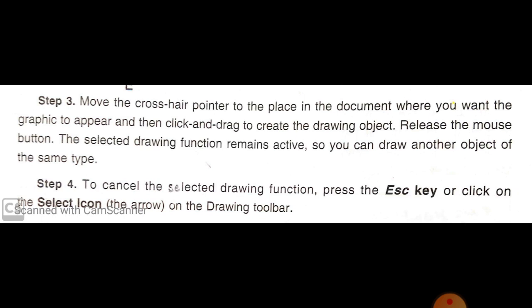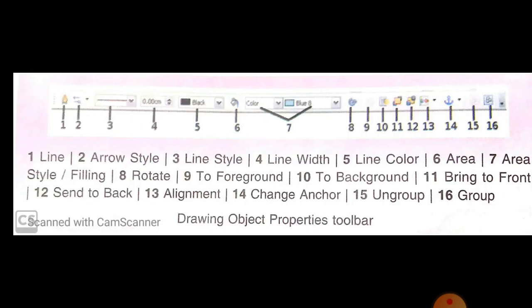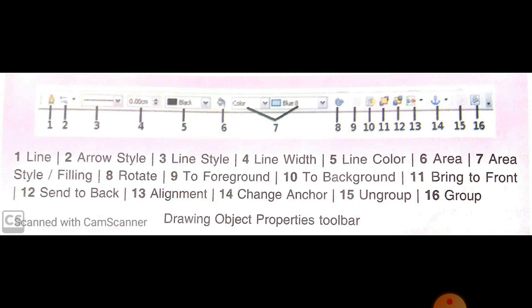You can easily change the properties of the drawing object by using the drawing object properties toolbar, or by right clicking on the drawing object and selecting the appropriate function from the pop-up. Here you can see the drawing object properties toolbar.